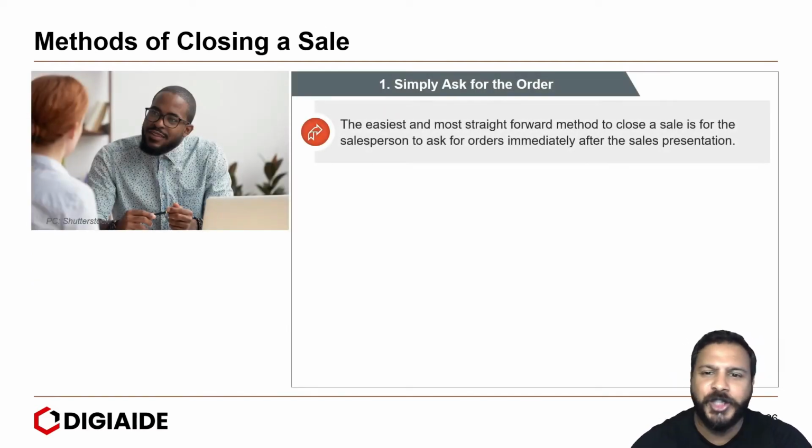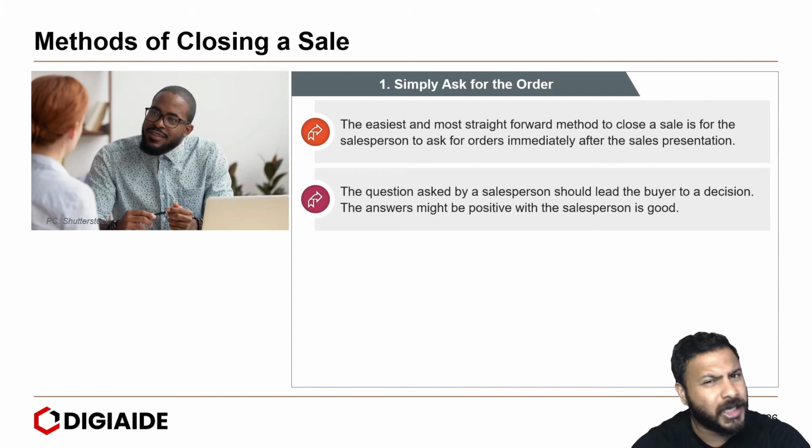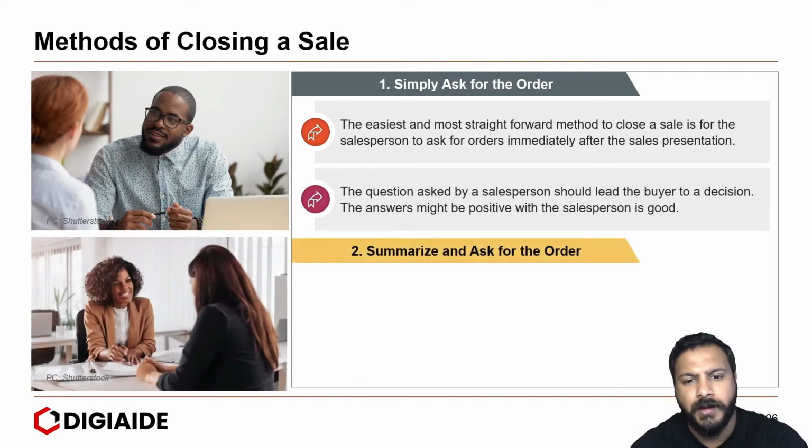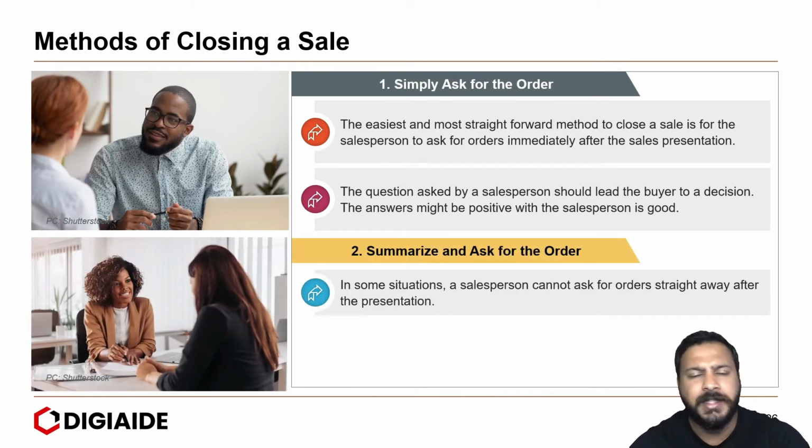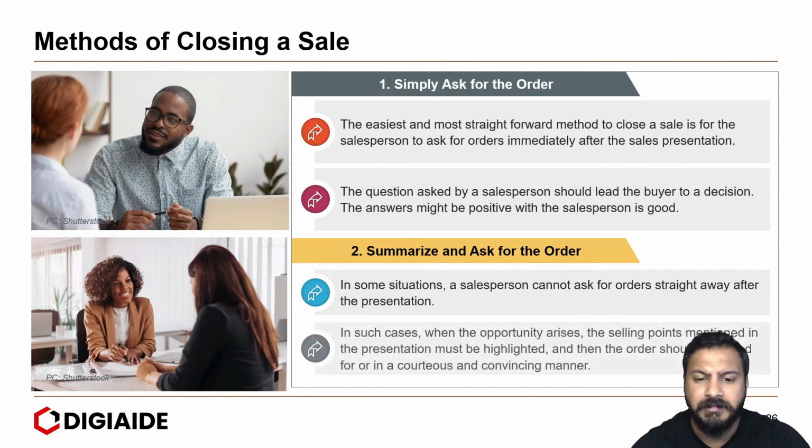The easiest and most straightforward method to close a sale is for the salesperson to ask for orders immediately after the sales presentation. The question asked by a salesperson should lead the buyer to a decision. The answers might be positive, if the salesperson is good. Next, summarize and ask for the order. In some situations, a salesperson cannot ask for orders straight away after the presentation. In such cases, when the opportunity arises, the selling points mentioned in the presentation must be highlighted, and then the order should be asked for in a courteous and convincing manner.